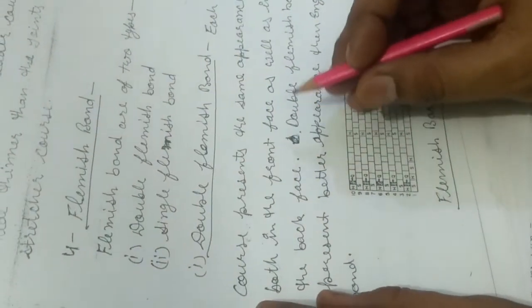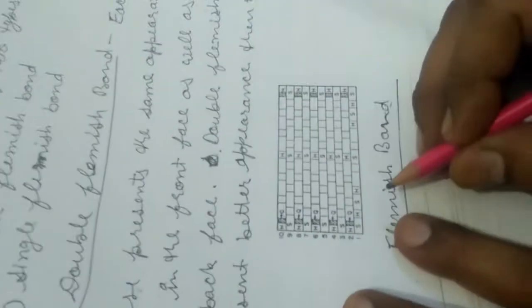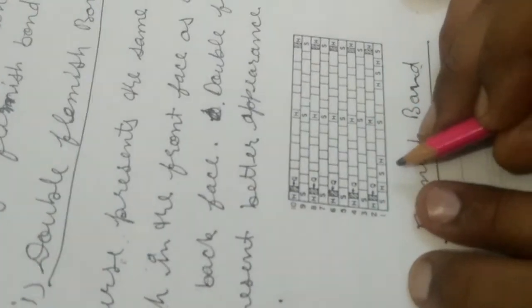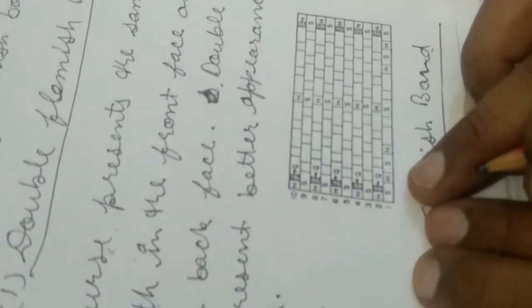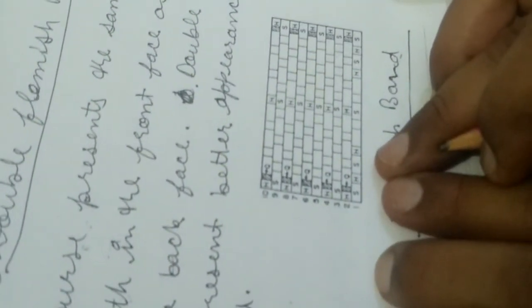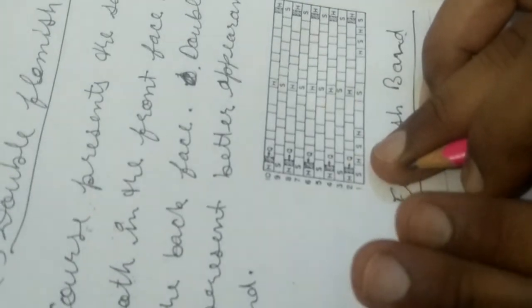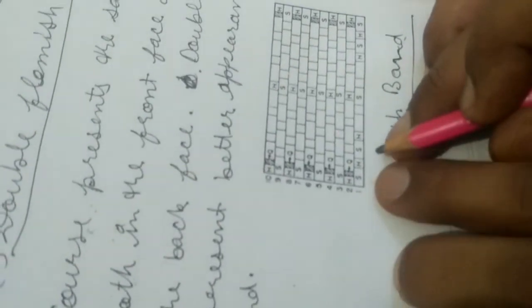We have discussed double Flemish bond. In double Flemish bond, every course consists of alternate stretcher and header. For example, in the first course, the first brick is placed as stretcher, then second header, again stretcher, then header. And the second course starts with header, and after the first header, remember the rule of bonding: after the first header place the queen closure for breaking the vertical joints.